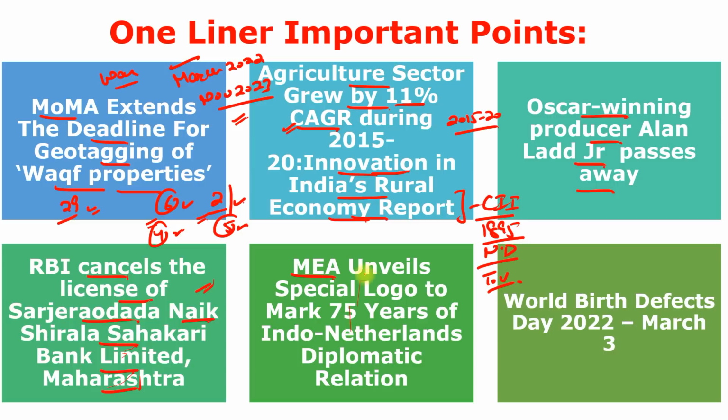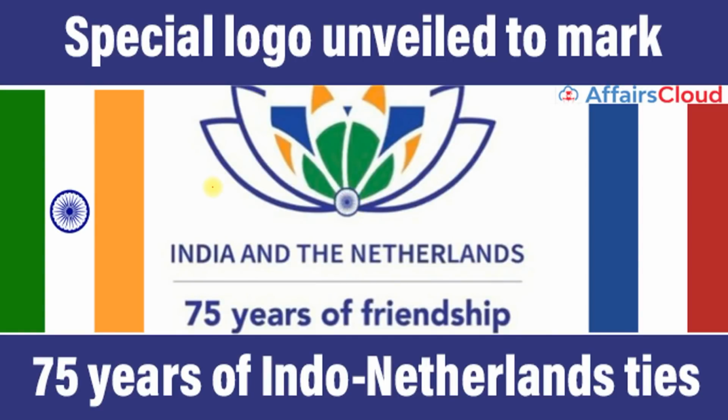Next is Ministry of External Affairs unveiled a special logo to mark 75 years of Indo-Netherlands diplomatic relation. So you can also see here this picture, this is the logo, this is 75 years of friendship, and Netherlands was one of the first European countries to have bilateral relationship with India. And the official relations between India and Netherlands were established in the year of 1947 when India got independence, and the logo features a lotus.